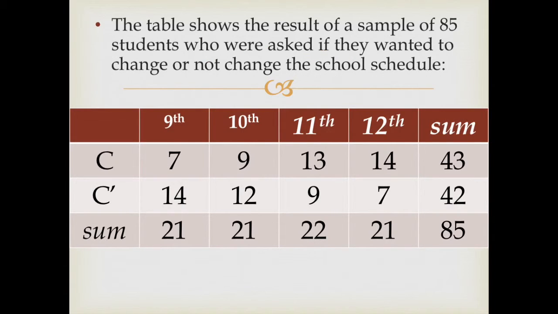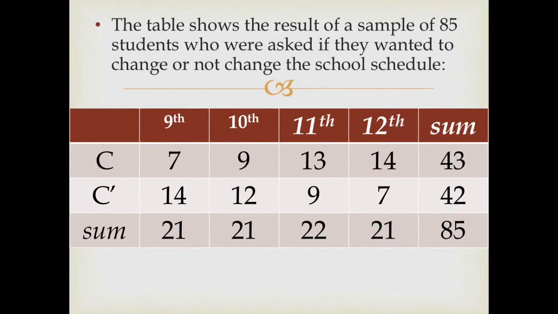Alright, so for our study here, the table shows the results of a sample of 85 different students who were asked if they wanted to change their schedule for the school or not. They're broken down by the response. C means that they do want to change, and C prime, the apostrophe C down here, means they did not want to change. And then we had their class level, 9th, 10th, 11th, or 12th grade.